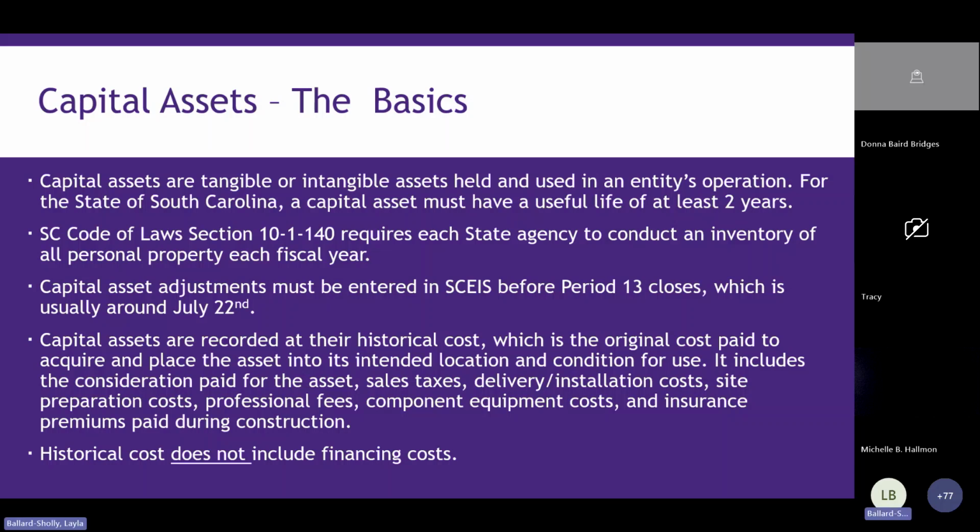We have a flow chart in our reporting policies and procedures manual. It's on page 104 that walks you through if something needs to be expensed, is it a low value asset, or if it needs to be a capital asset. And that can be pretty useful if you're new to capital assets. Getting these adjustments in SCEIS before period 13 is really helpful to us. It's also helpful to you because it'll be less that you have to report on the reporting package if you've already got it in SCEIS.